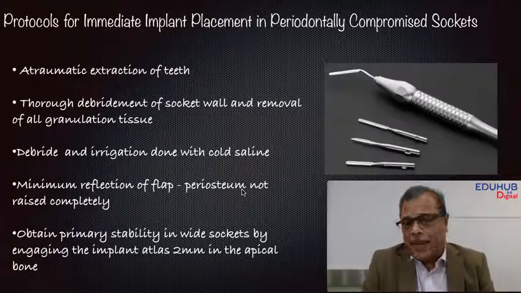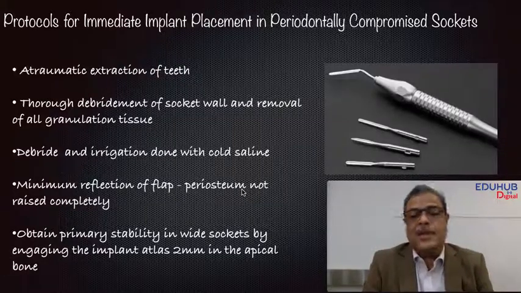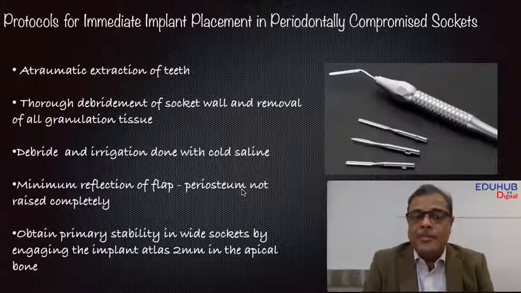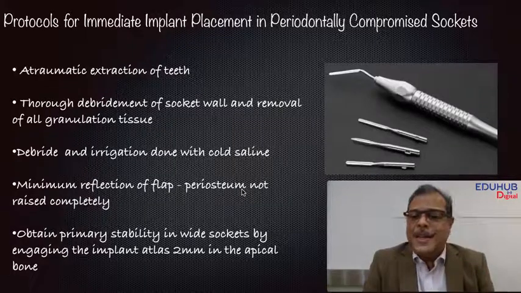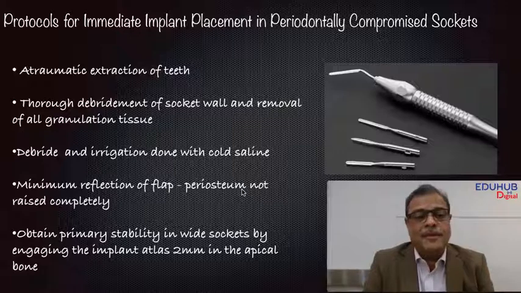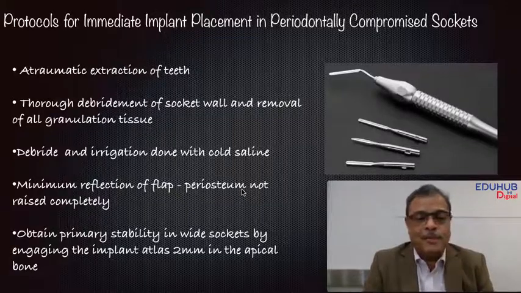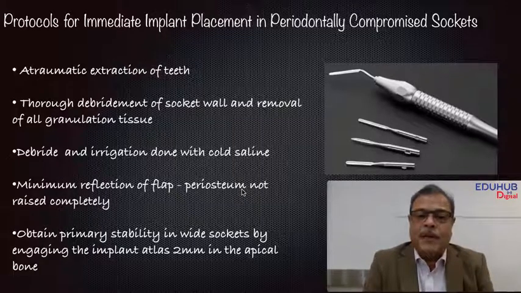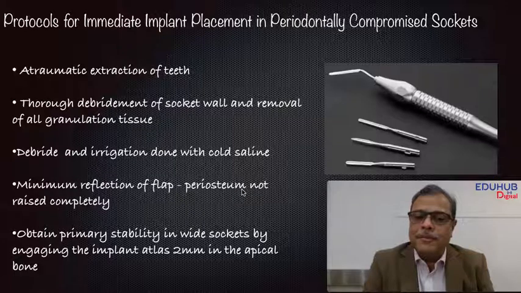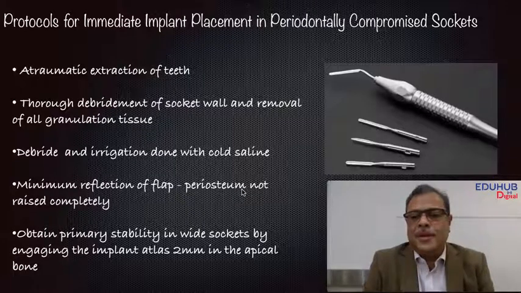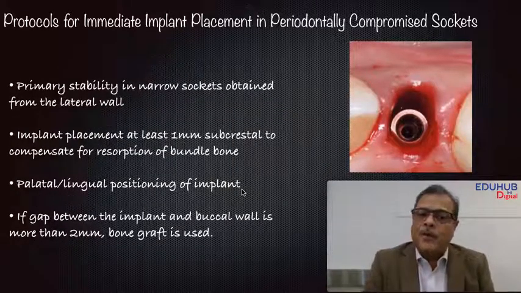Protocols for immediate implant placement in periodontally compromised sockets could be: atraumatic extraction of the teeth, thorough debridement of the socket wall, removal of all granulation tissue very carefully with small curettes, irrigate constantly with normal saline, cold saline, minimum reflection of the flap. Keep the periosteum intact as much as possible. And of course, obtain primary stability in wide sockets by engaging implants at least 2 millimeters into the apical bone, and in narrow sockets by enlarging lateral walls. So primary stability in narrow sockets is obtained from the lateral wall.